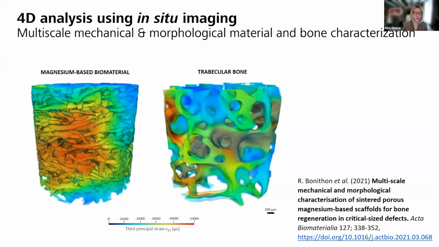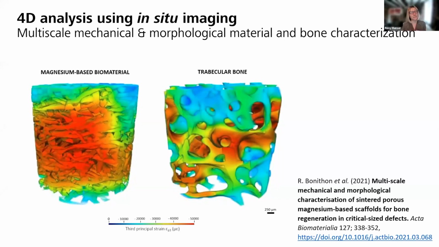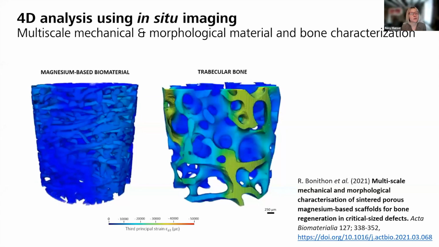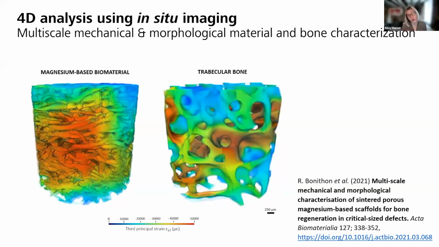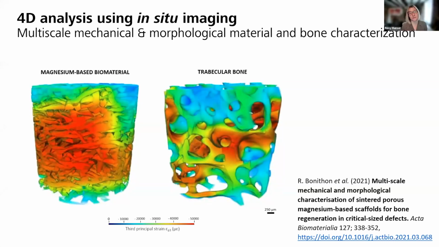That's ultimately the goal. So what they've done is they've mounted their biomaterial and their trabecular bone inside an in situ stage, and they've then compressed and imaged the specimen to be able to generate a strain map of how the strain throws itself through each of the different specimens. So now you can bring together mechanical properties and morphology of what's happening within that specimen to give you even more information about your sample type.